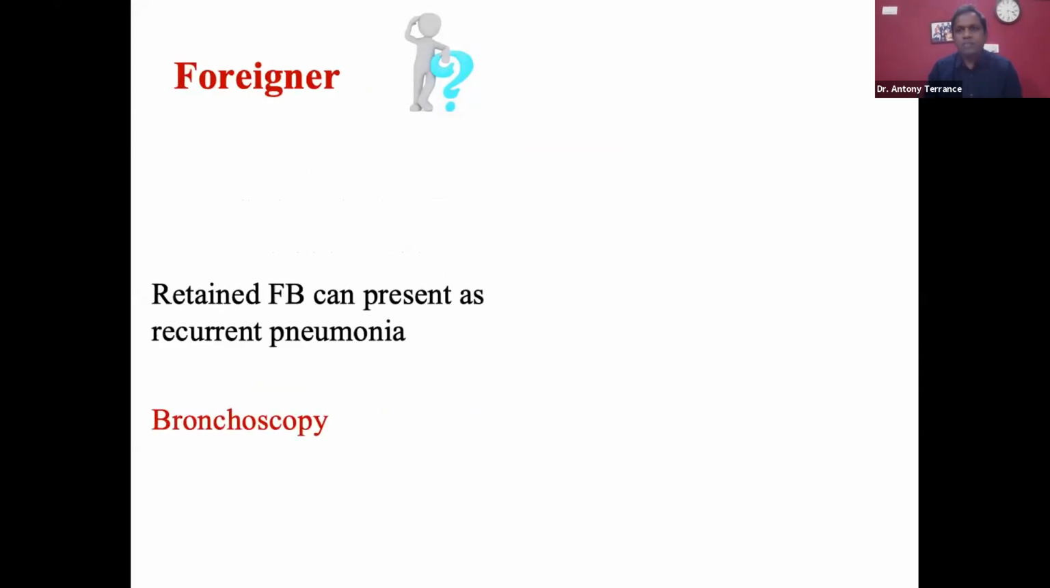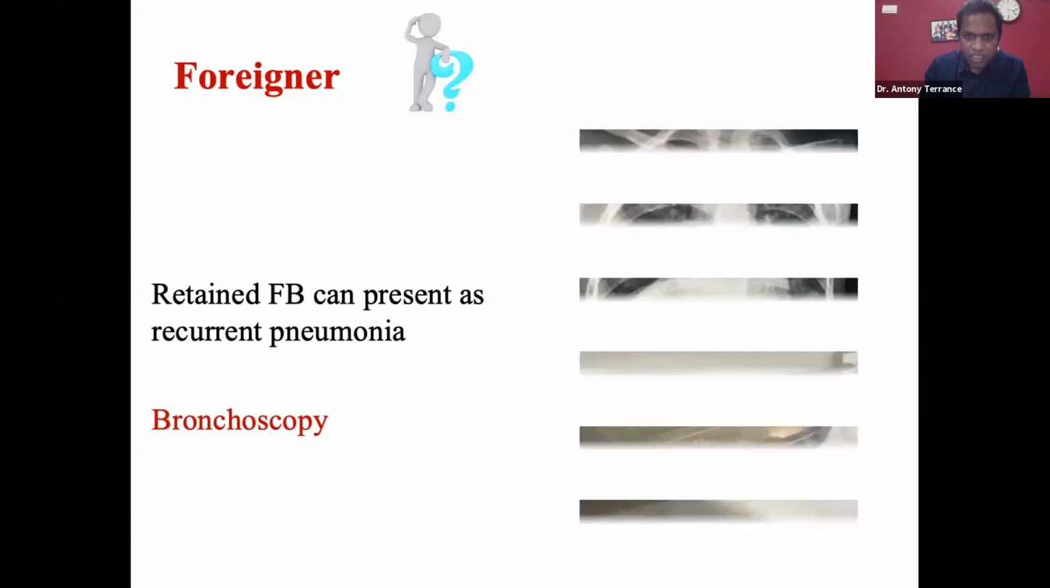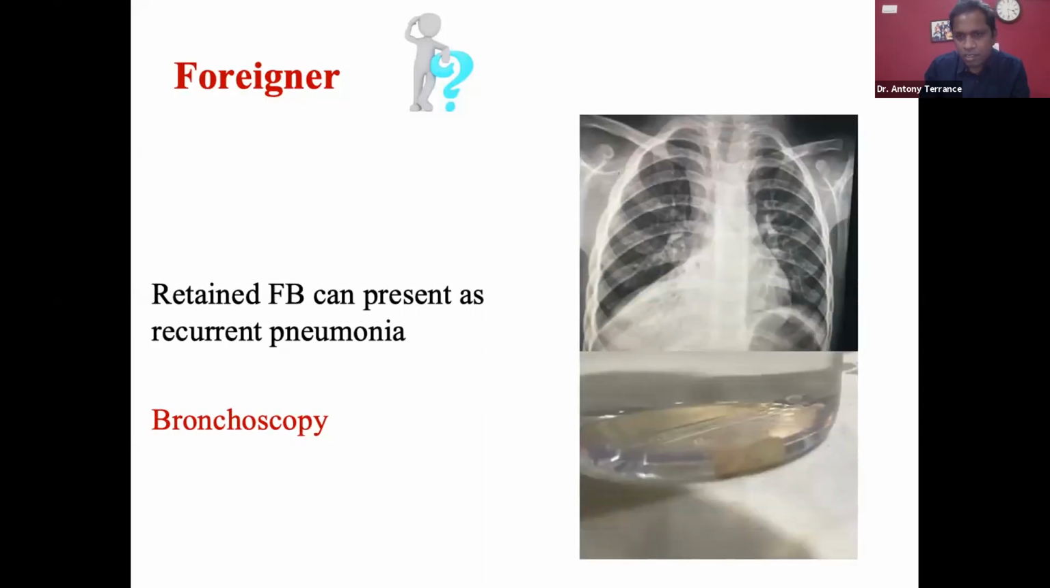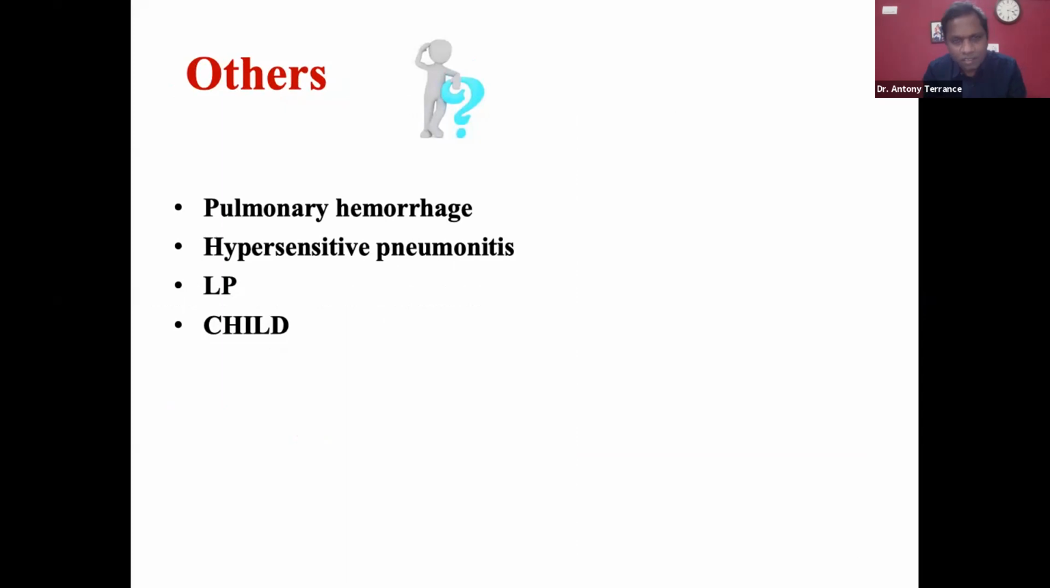And the fourth in the list is the foreigner. You have to ask if there is any foreigner inside the respiratory tract, because it is very common in toddlers, and sometimes it won't be easy to diagnose clinically after the acute phase. Therefore, it can become a retained foreign body and present as recurrent infection. Bronchoscopy will be diagnostic as well as therapeutic. And here is one patient who presented with persistent right lower lobe shadowing, which turned out to be a foreign body, a groundnut, in the airways.